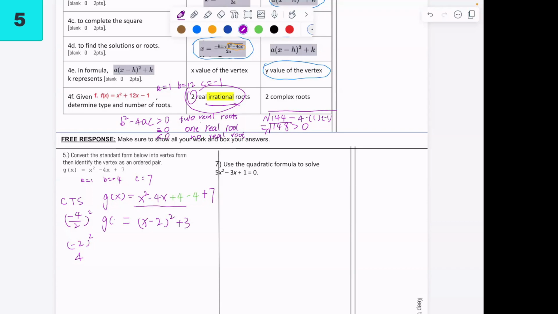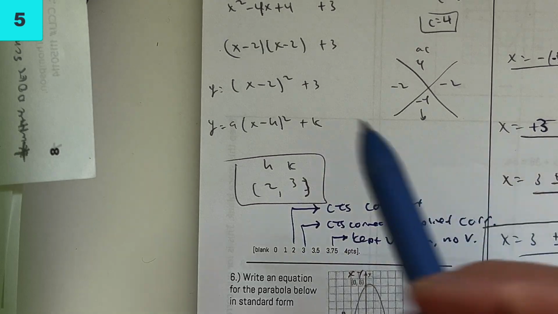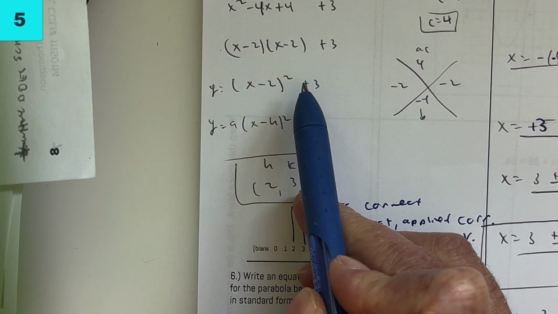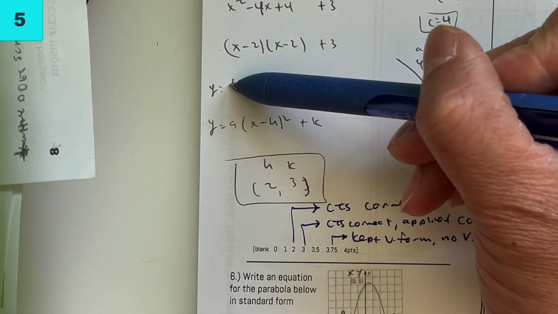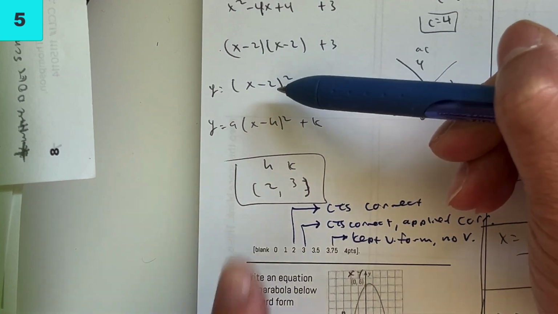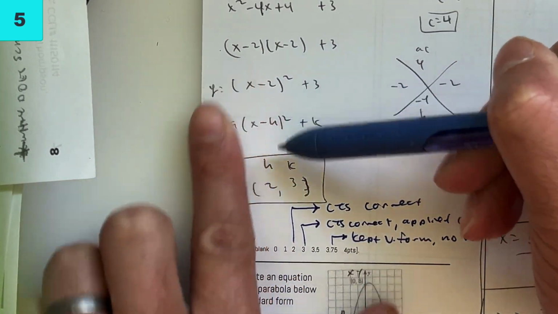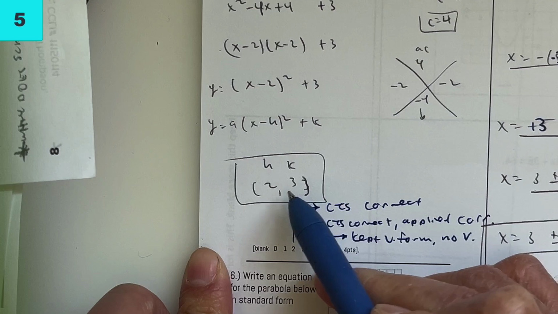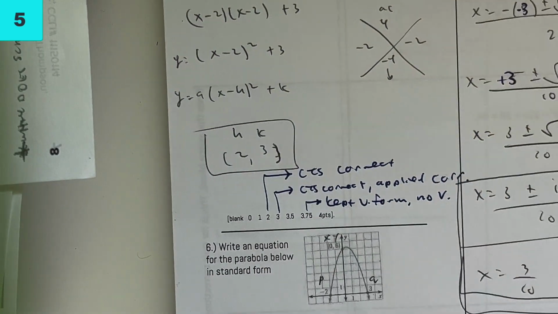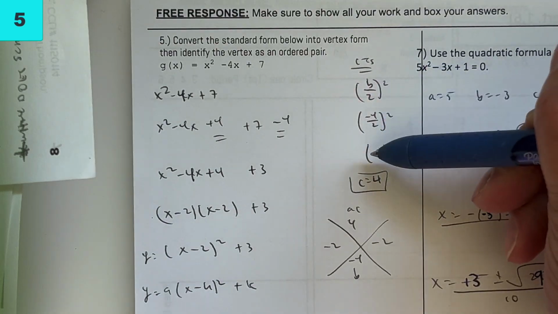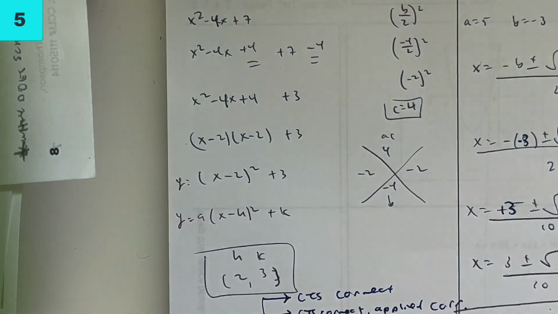So we get this. Once you have it in vertex form, write the form above and below it. Your a is 1, then your subtraction sign is there, so h is 2 and your k is 3, so the vertex is (2, 3). I scored this one. If you did completing the square correctly and got 4, I gave you 2 points.